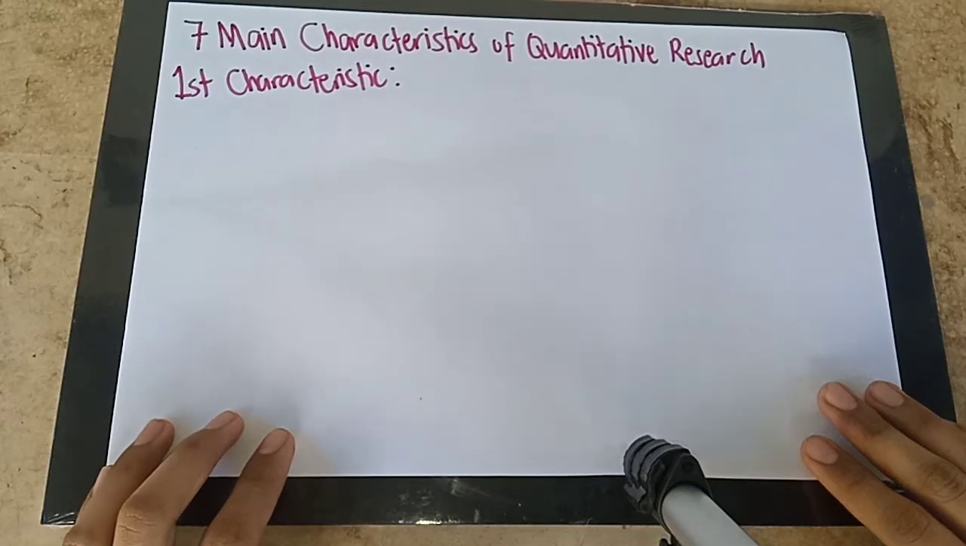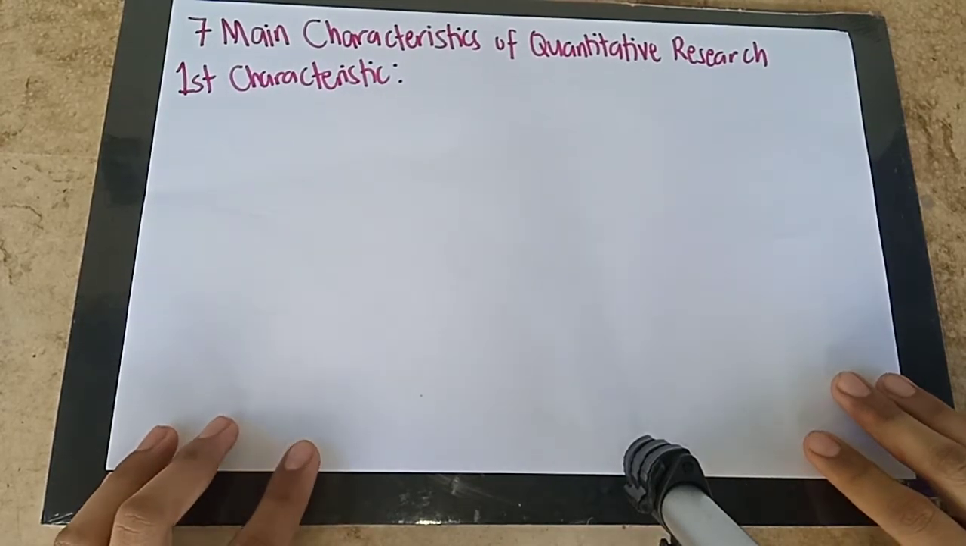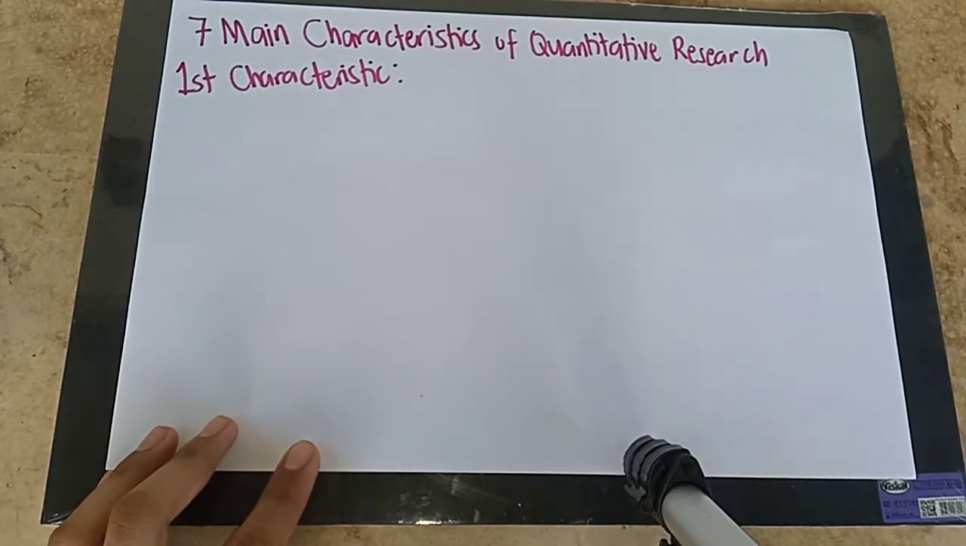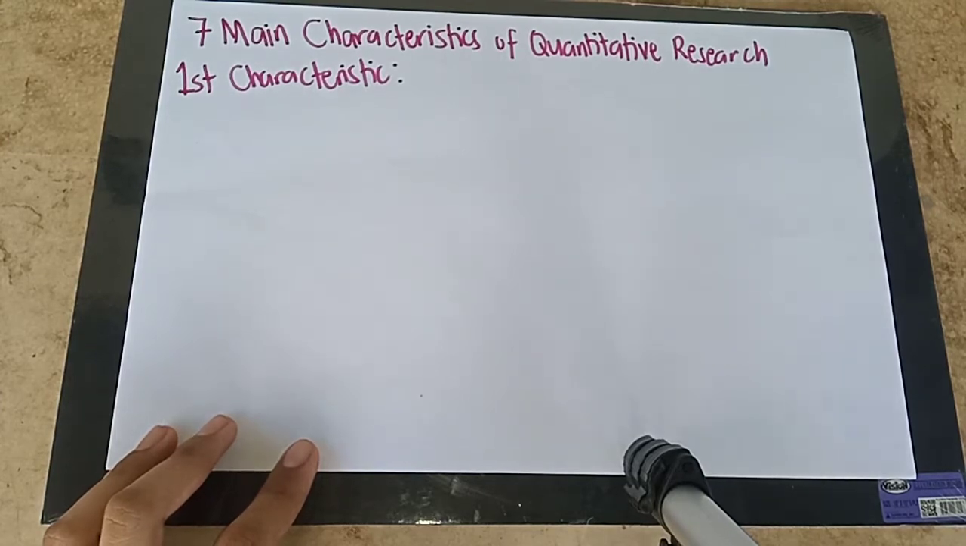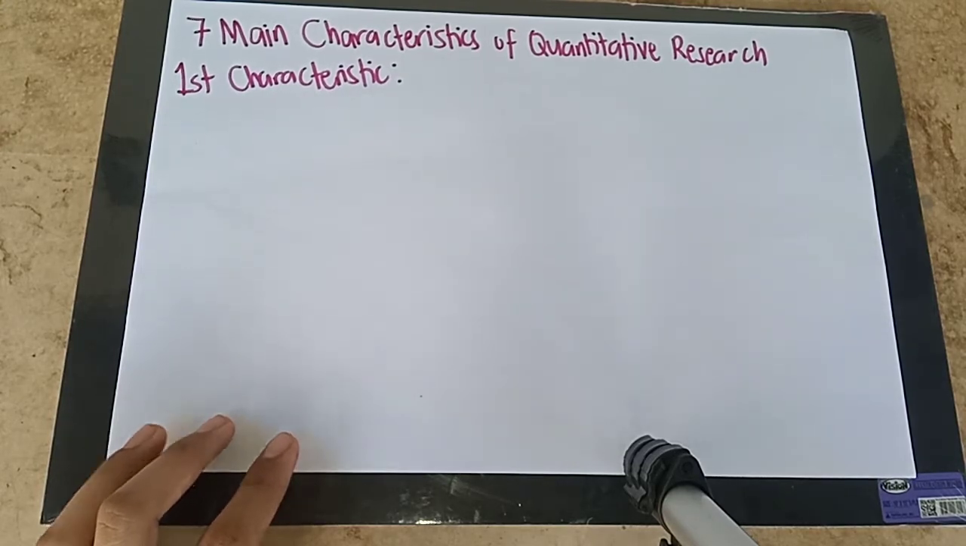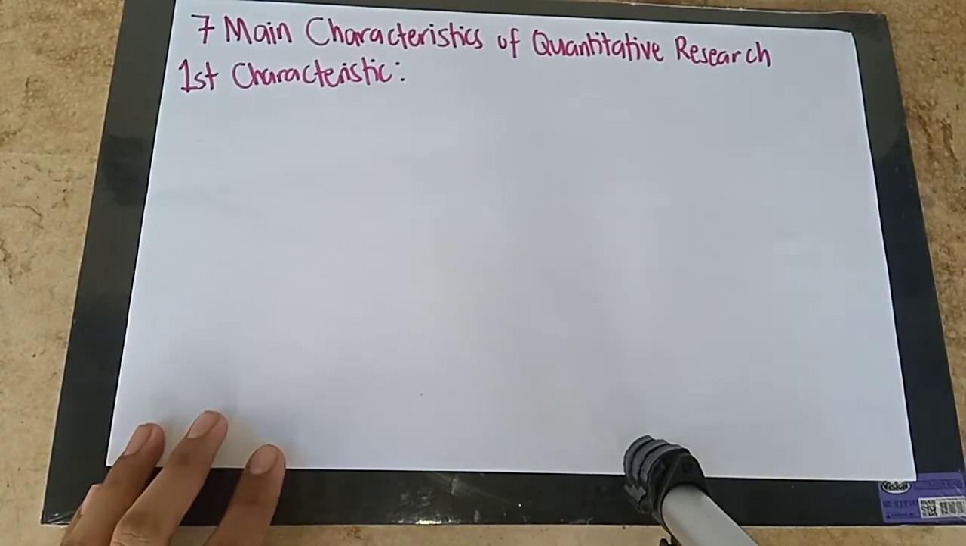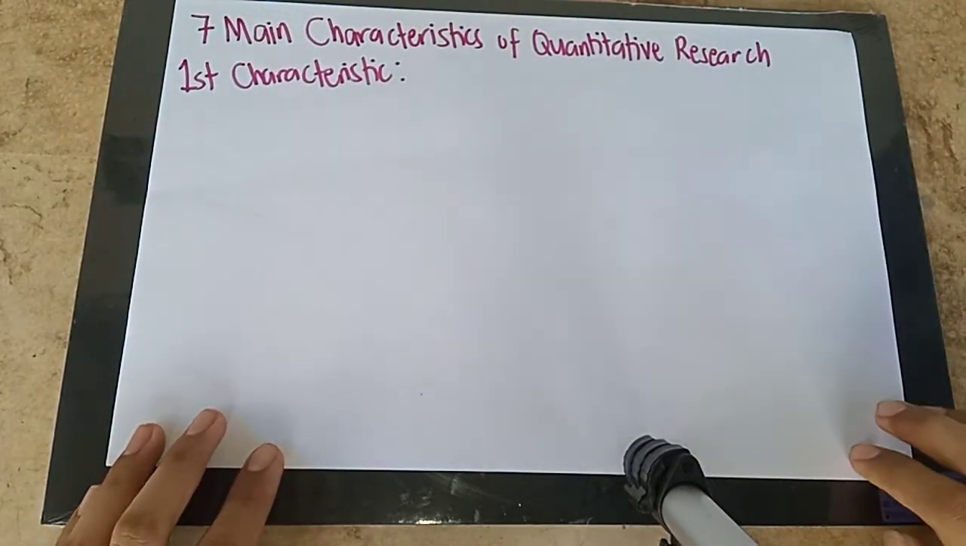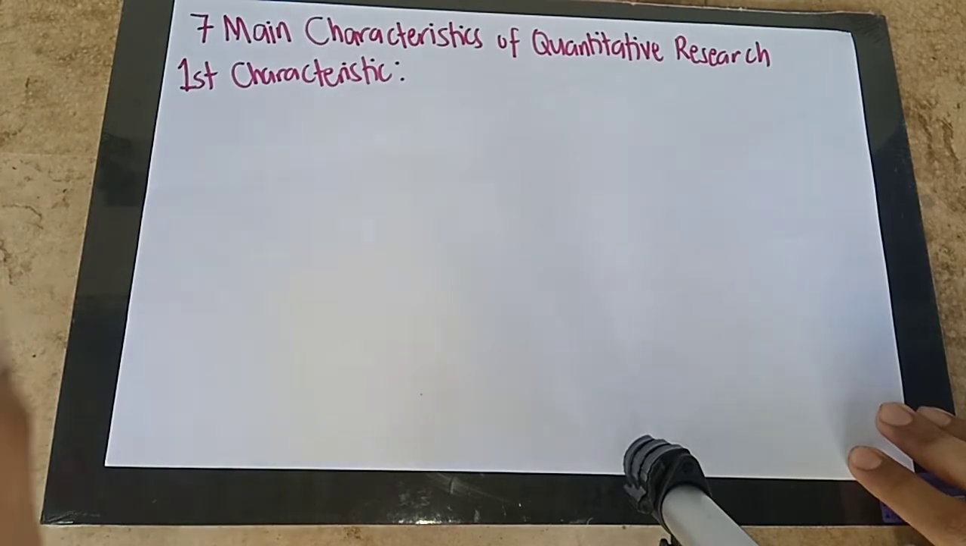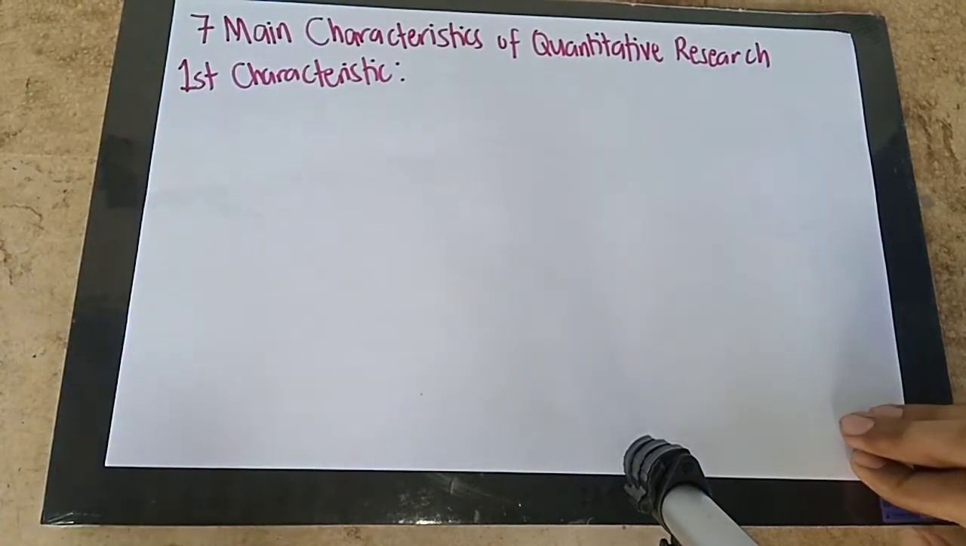Okay, so during our previous video discussions, we gave you an overview of quantitative research, in which we tried to define quantitative research. We tried to identify the different variables involved in quantitative research, and we also identified the different purposes of quantitative research. Now, with that said, we are ready to proceed to the 7 main characteristics of quantitative research, starting with the first characteristic.